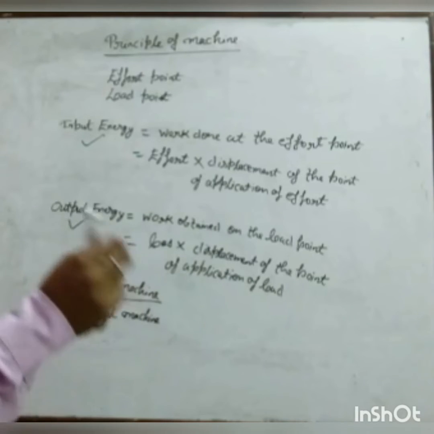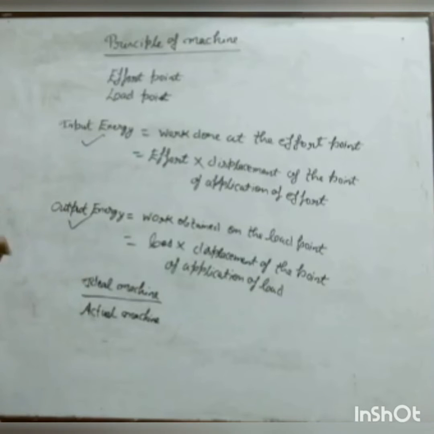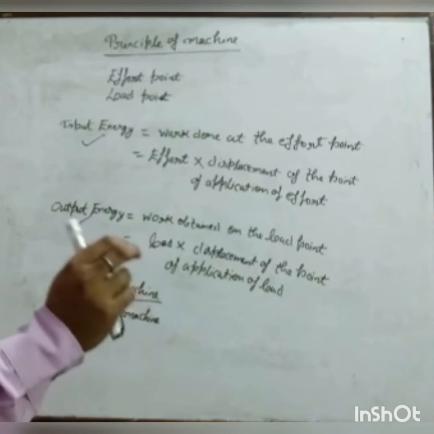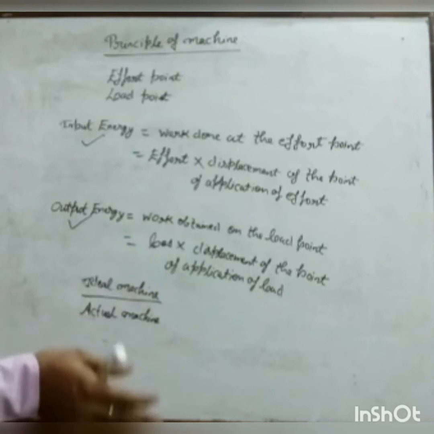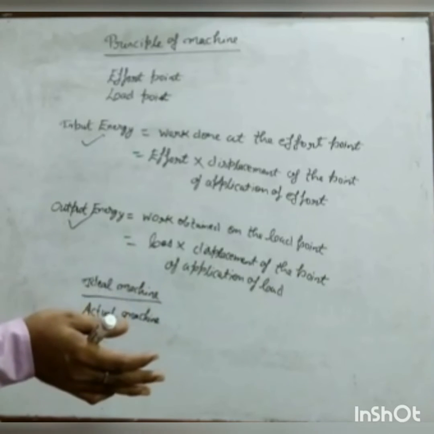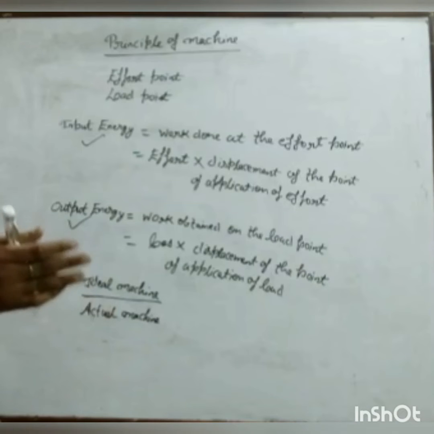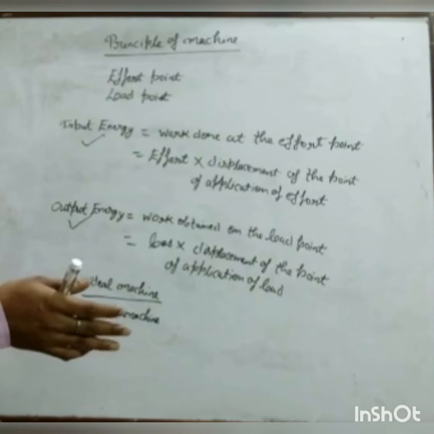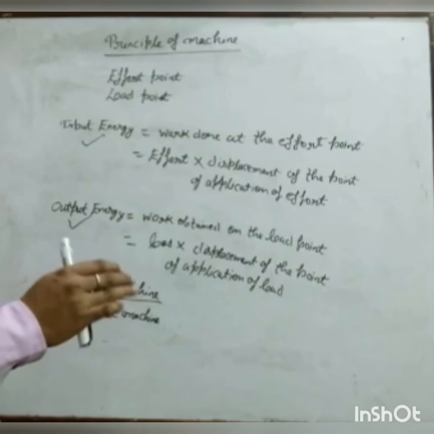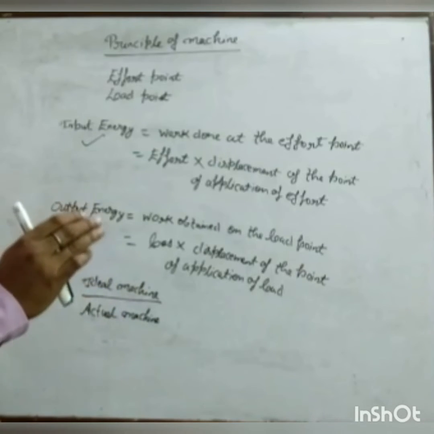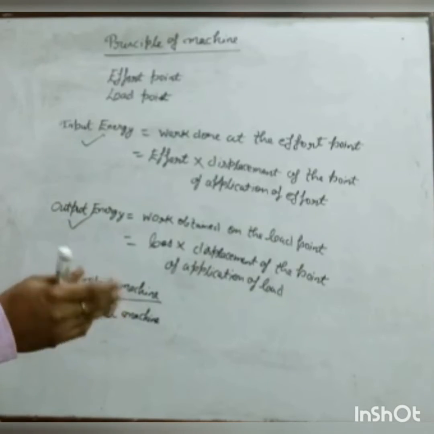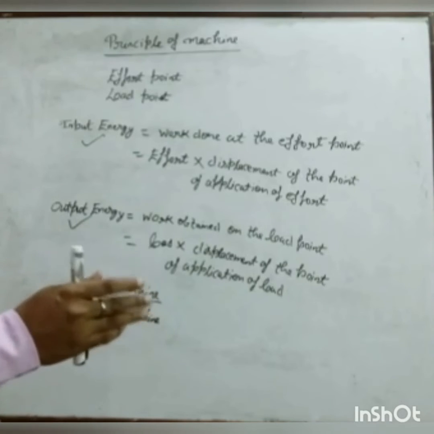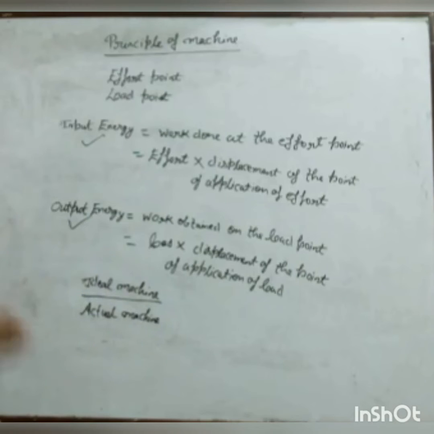So, if a machine is 80% efficient, it implies that 80% of total energy supplied to the machine at the effort point is obtained as useful energy at the load point. The remaining 20% of the energy supplied is lost in overcoming the force of friction, etc. And it appears as heat energy in its different parts as they get heated up.